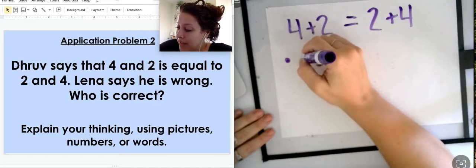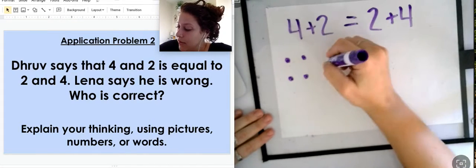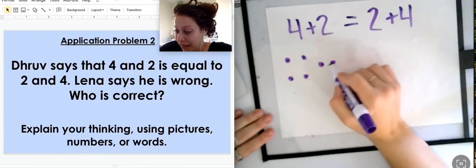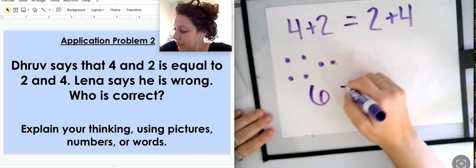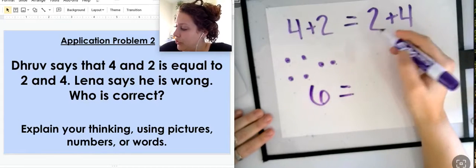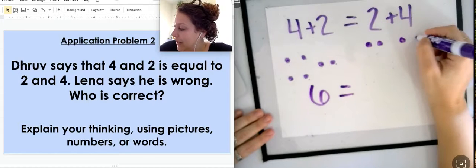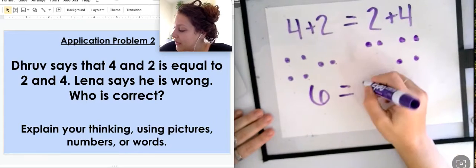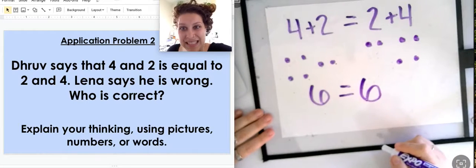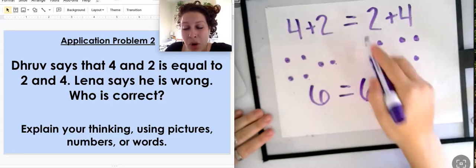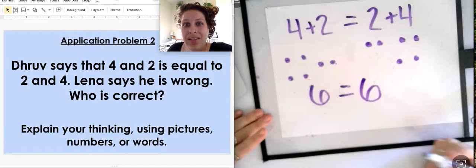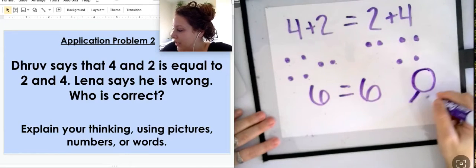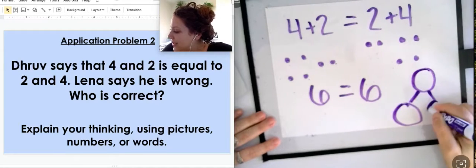So first I'm drawing my dots, and it shows 1, 2, 3, 4, 5, 6. Then it shows I have 2, and I have 1, 2, 3, 4. 1, 2, 3, 4, 5, 6. So 6 equals 6. So I know that this is true. Another way that I could show this is by making a number bond for each side.